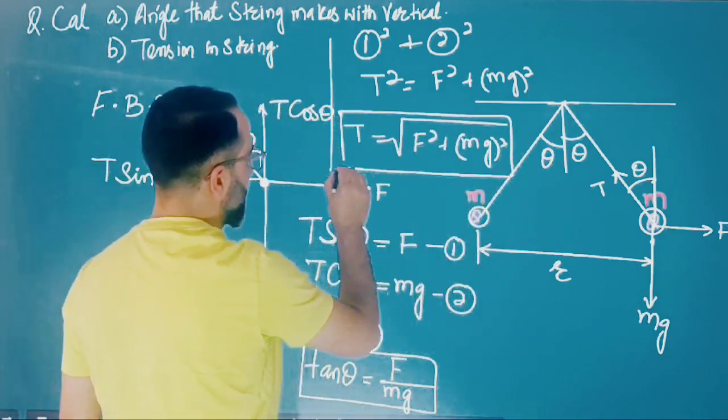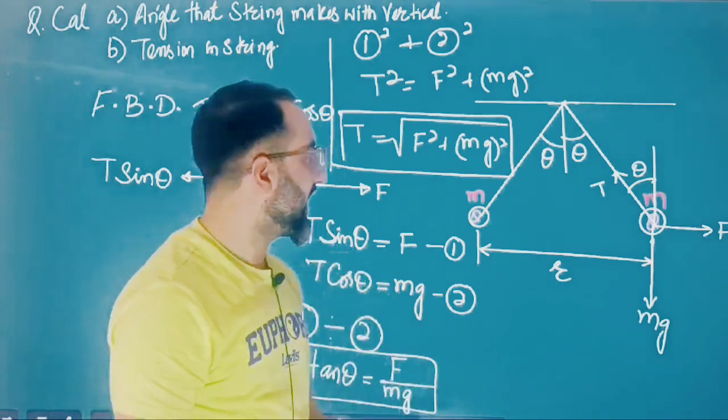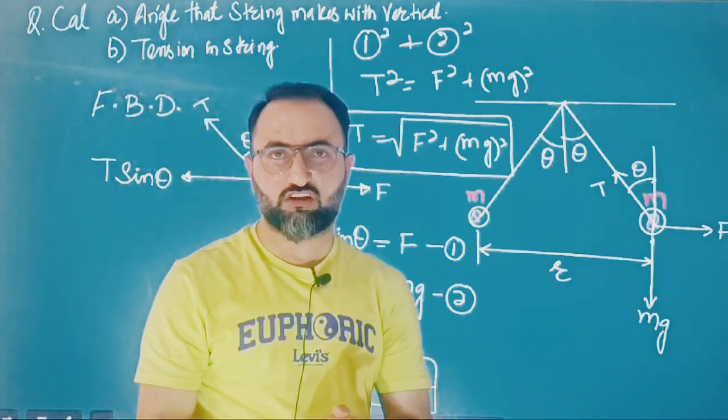These are two beautiful results. The first gives the angle between the string and the vertical, and the second equation gives the tension in the string.